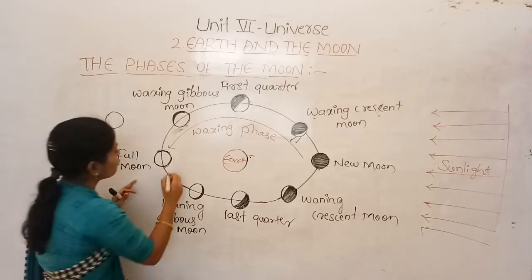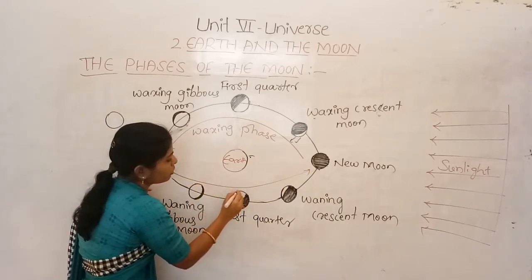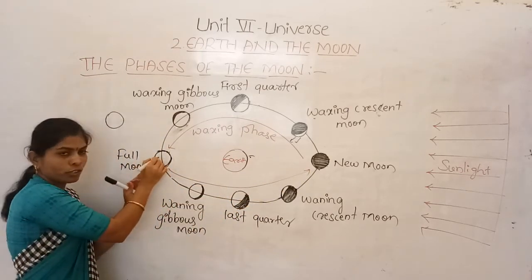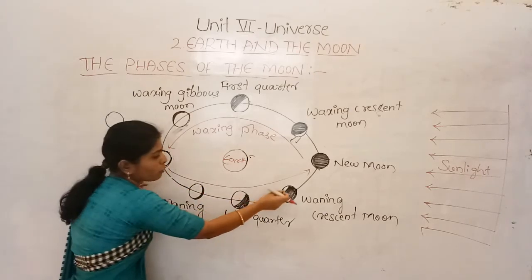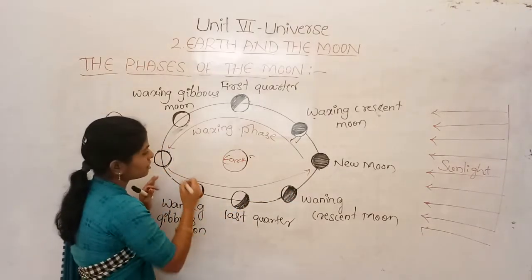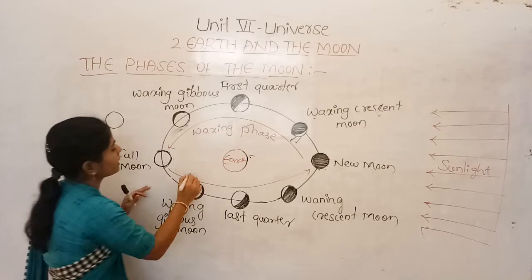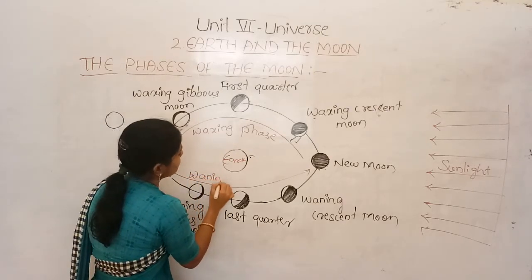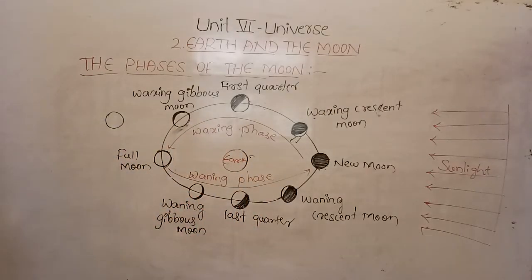And the next half is from the full moon to the new moon. Here the size, the shape of the moon, goes on decreasing. At the full moon we can see all of the moon, then again half, and again only a little lit surface. The size of the moon goes on decreasing and finally we are not able to see the moon, and this phase is called the waning phase. So this is about the phases of the moon. Is it clear? Okay.